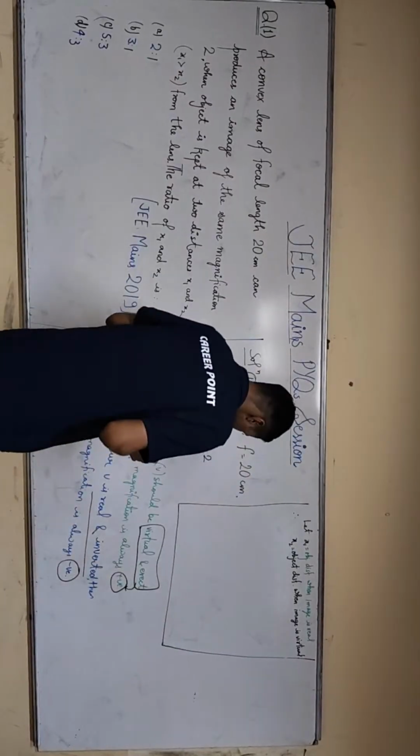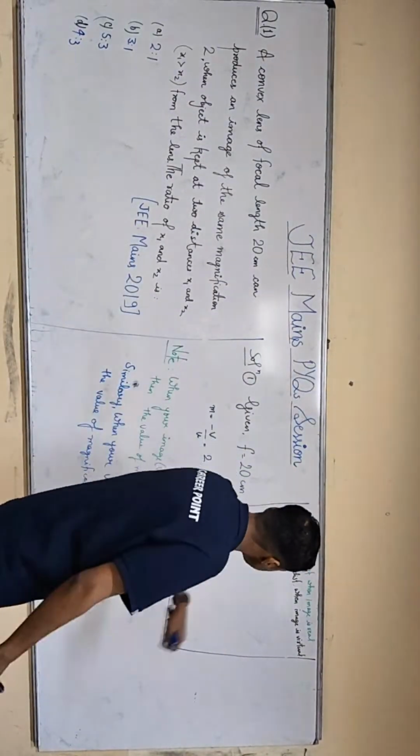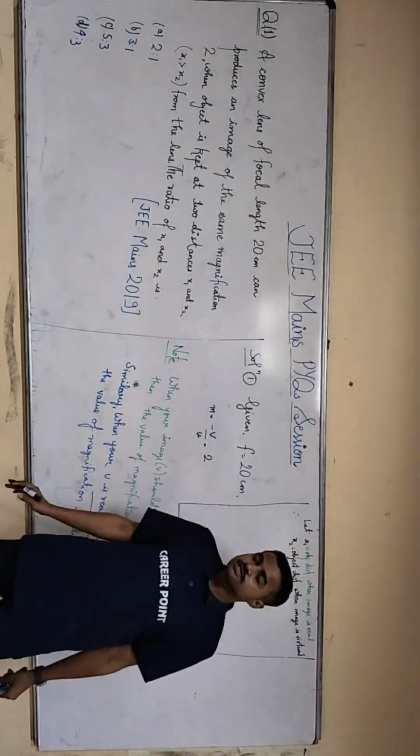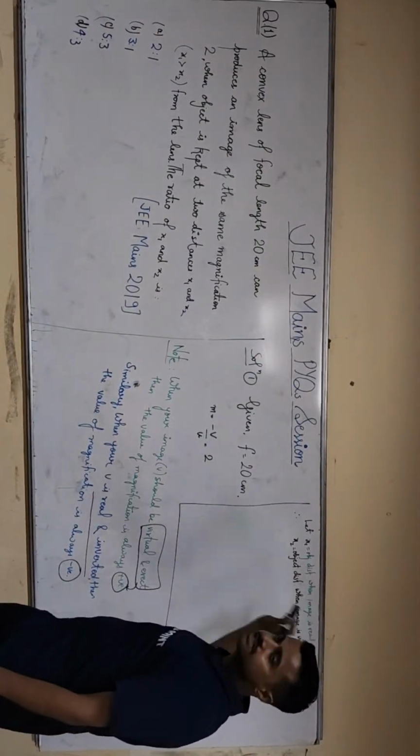I hope it is clear to you. Means x1 is u1, the object distance. Similarly, x2 is u2, the object distance. But in this case, the image is virtual. x1 is the object distance. In this case, the image is here.